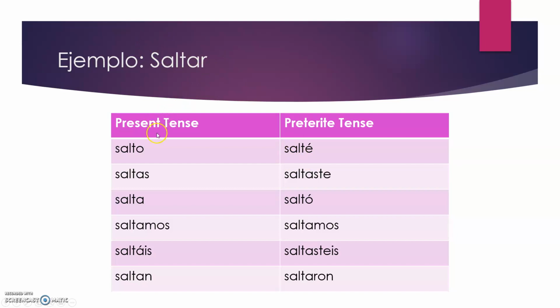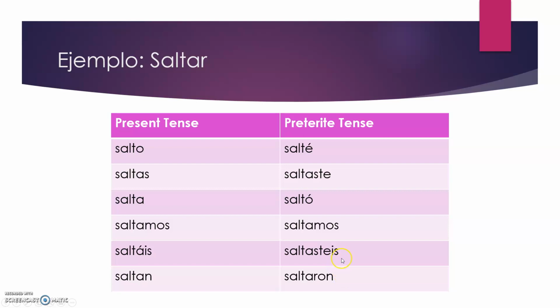Okay, so let's look at saltar. In the present tense, yo salto, tú saltas, él o ella, usted salta, nosotros saltamos, vosotros saltáis, ellos, ellas, y ustedes saltan. Okay? In the preterite, it is yo salté, tú saltaste, ella o él o usted saltó, nosotros saltamos, vosotros saltasteis, y ellos, ellas, y ustedes saltaron.